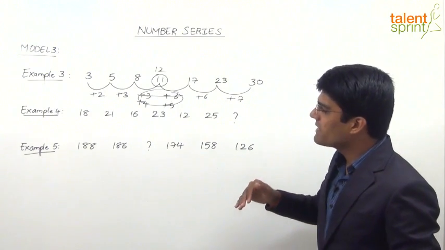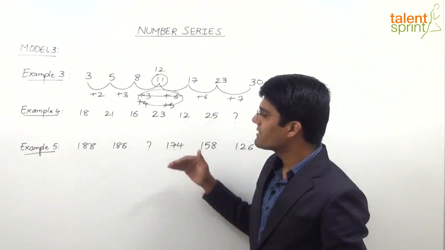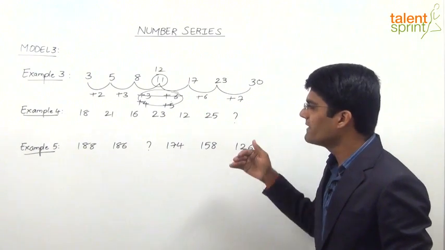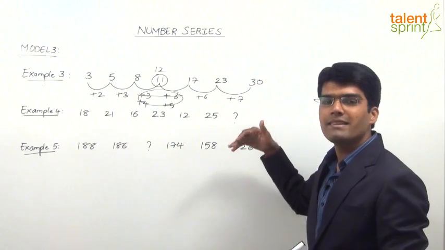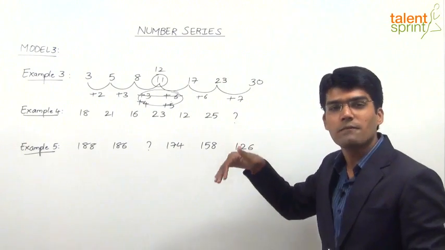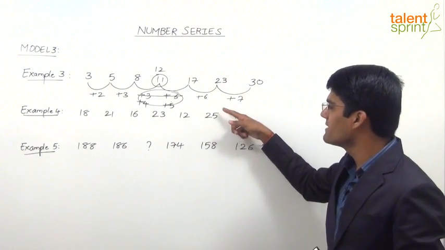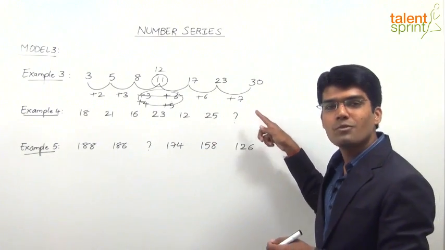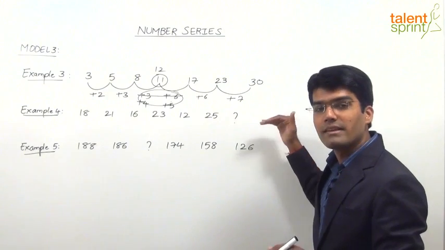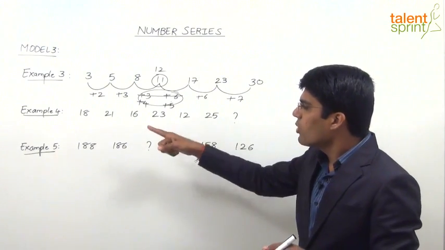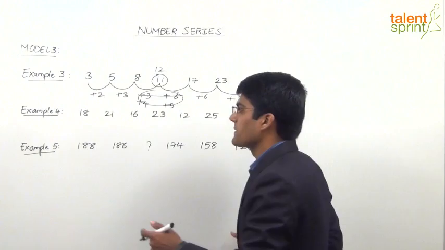Now if you try to observe the numbers here, 18, 21, 16, 23, 12, 25, that means these are like increasing, decreasing, increasing, decreasing, and so on. So that's the flow of the series. It increases, decreases, then increases, decreases, increases, and next one probably has to be a lesser number, a decreased number. Now let us go ahead with the differences between these numbers here.